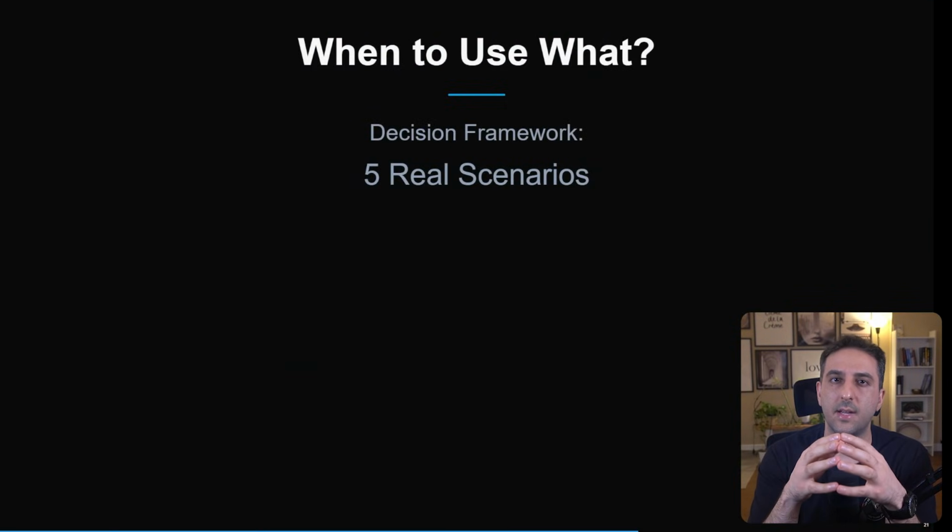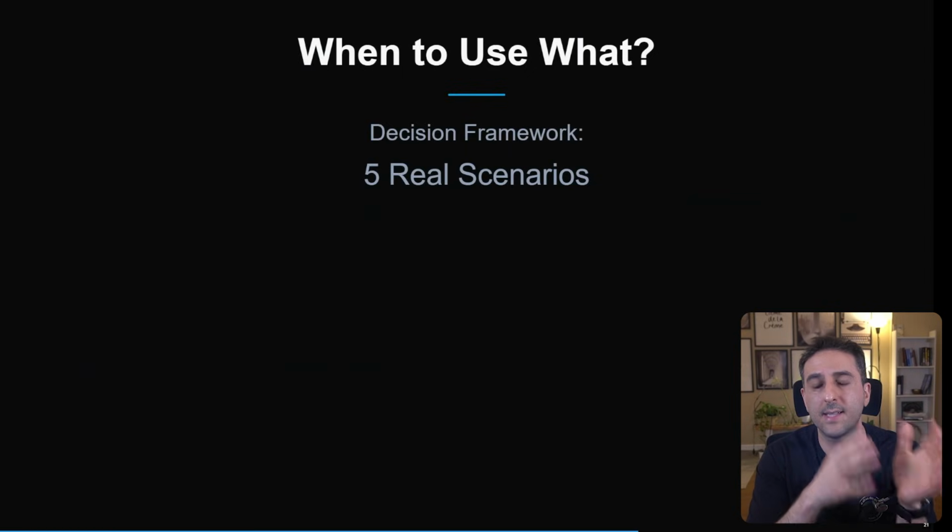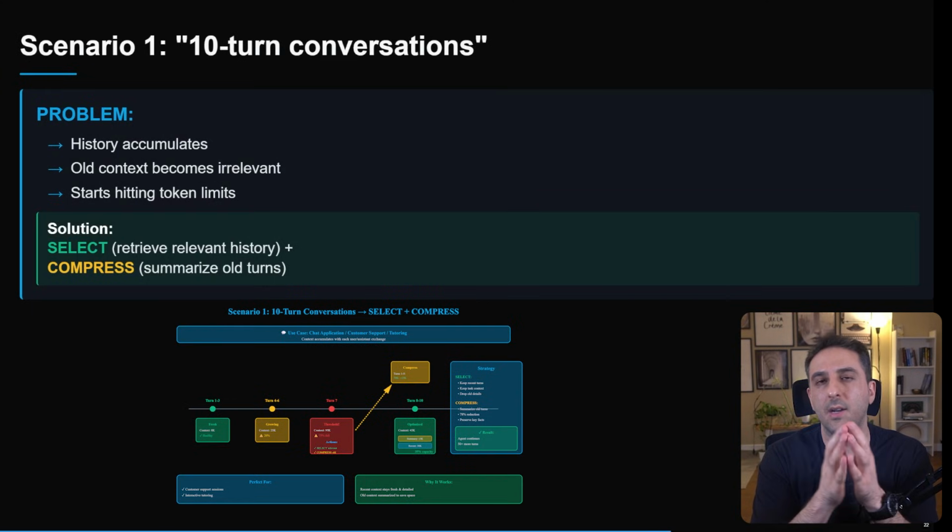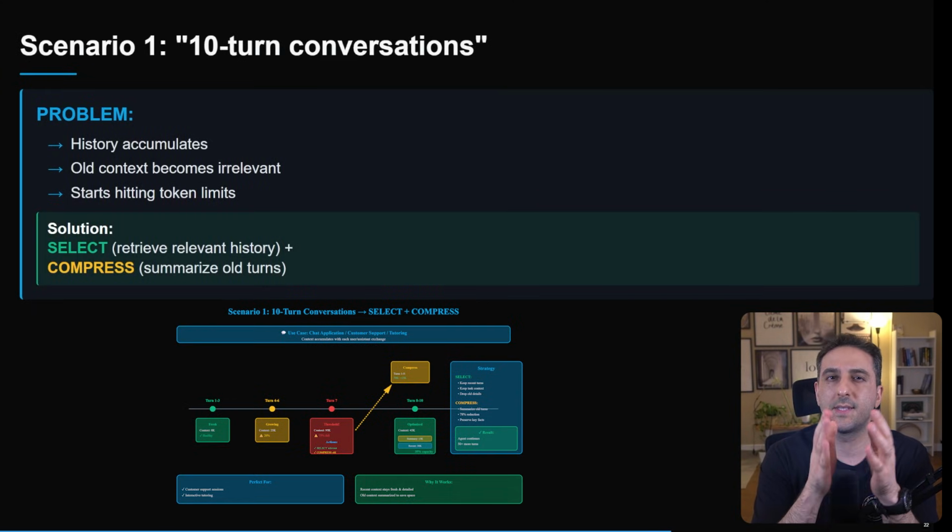So we have got 4 strategies. How do we know which one to use? In the next section, we will walk through 5 real scenarios and I will show you how to think about this. Scenario 1. Let's assume our agent handles 10 turn conversations.